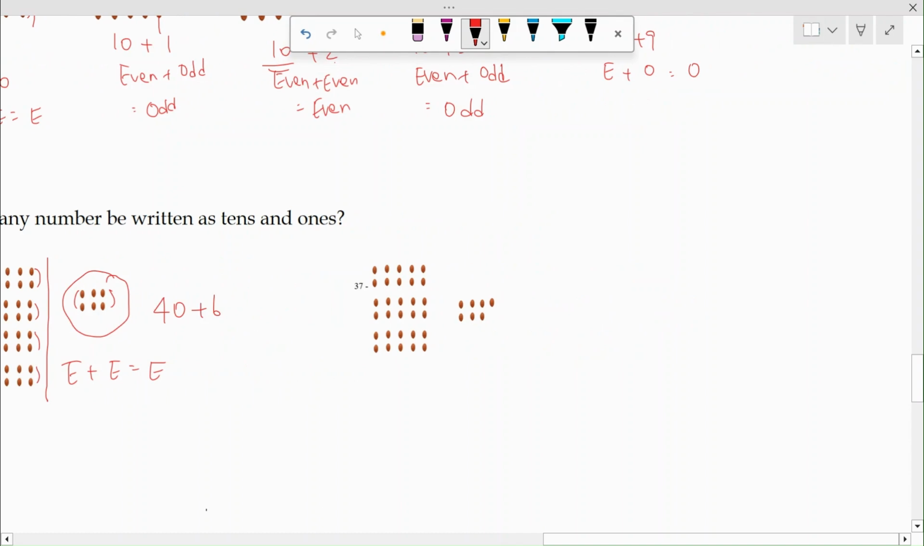And here with the number 37, you write it as 30 plus 7. And 30 is an even number, and 7 is an odd number because it does not have a pair. So even plus odd is odd. So what do we conclude from this?